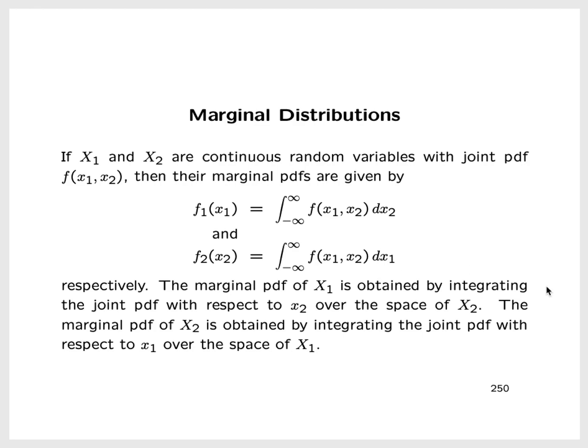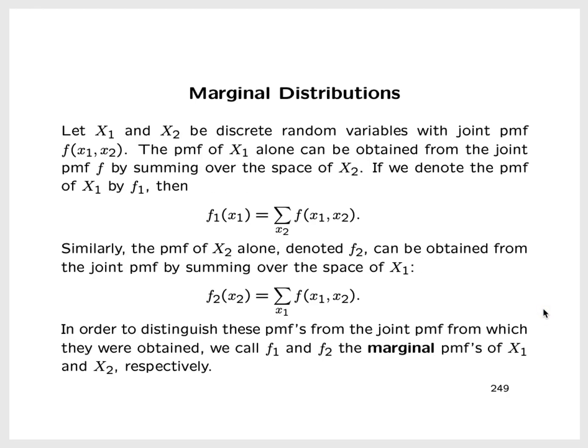So the marginal PDF of x1 is obtained by integrating the joint PDF with respect to x2 over the space of x2. The marginal PDF of x2 is obtained by integrating the joint PDF with respect to x1 over the space of x1. So when we want the marginal PDF of a particular variable, we integrate the joint PDF with respect to the other variable or variables that we're not interested in. And if we have discrete random variables, a similar statement applies. If we want the marginal PMF of a particular variable, then we sum up the joint PMF over the other variables that we're not interested in.